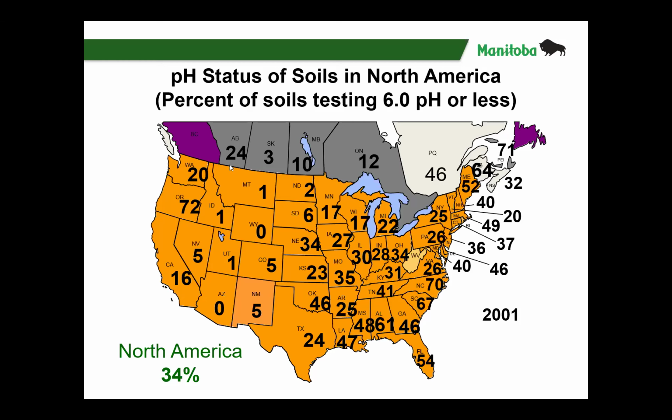Alberta has a much higher percentage of low testing soils, or more acidic soils. And then we see different areas, like along the eastern seaboard, kind of into the central US, there is a range of soils that tend to be a bit more acidic.